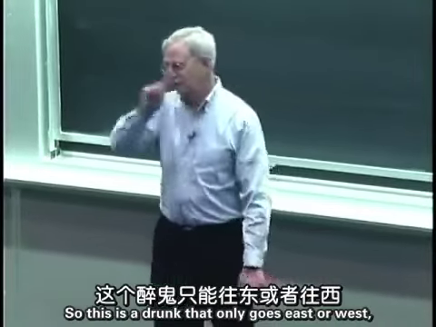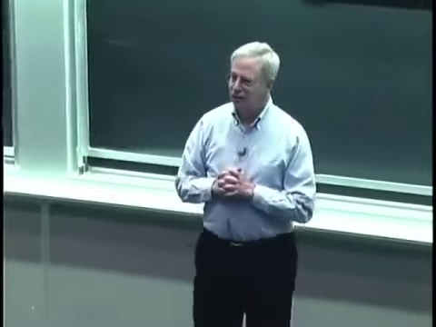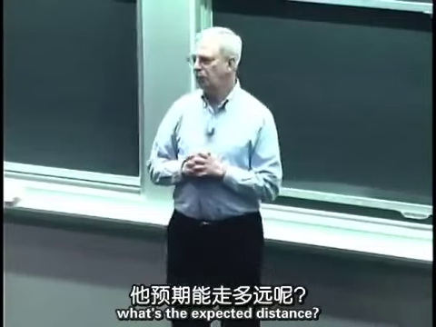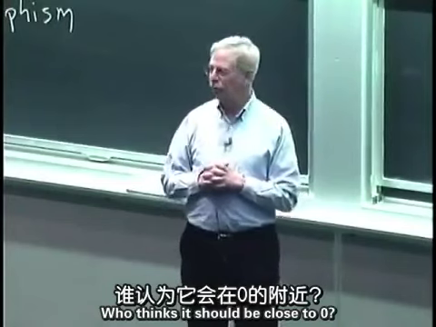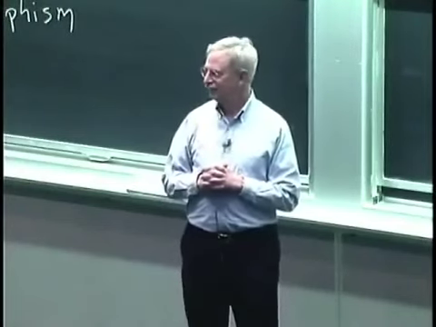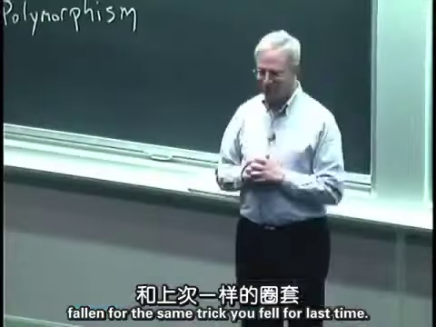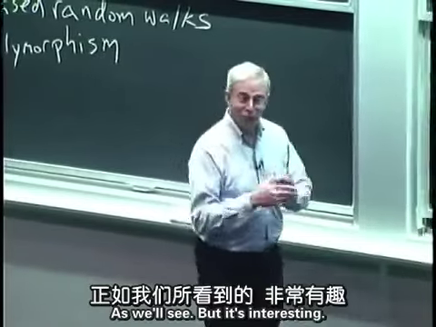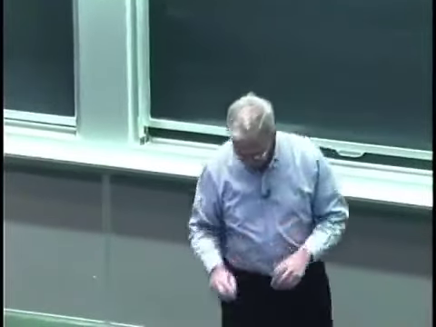So this is a drunk that only goes east or west. First of all, what's the expected distance? Do you think it should be close to 0 or not close to 0? Who thinks it should be close to 0? Who thinks it won't be close to 0? Well, you guys have all fallen for the same trick you fell for last time. Fooled you twice. Be careful. One more and you're out, as we'll see. But it's interesting. So let's run this program and see what happens.